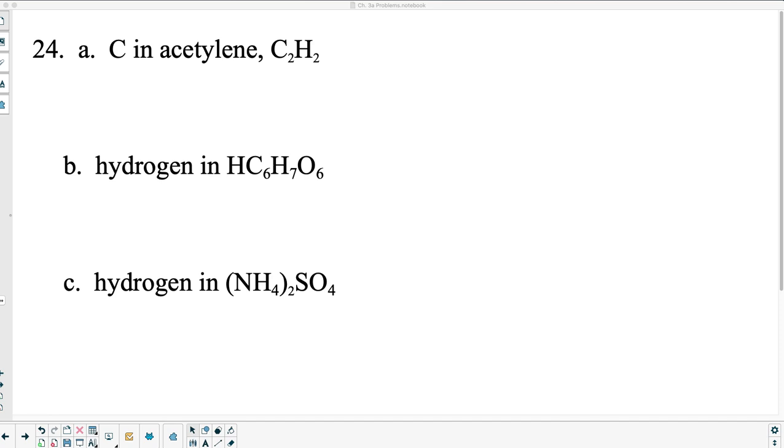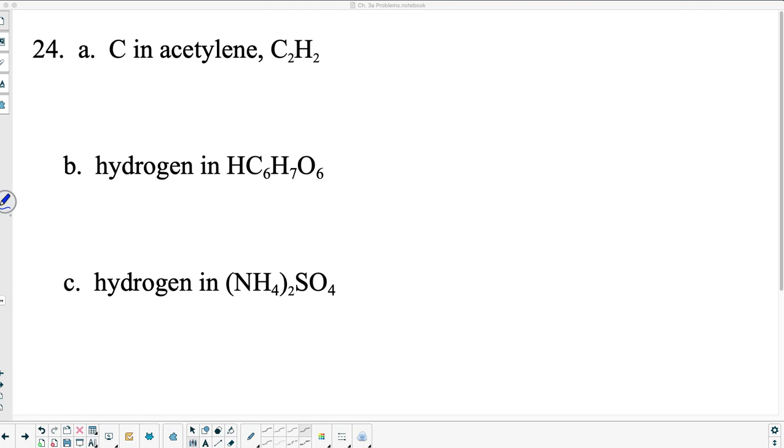Okay, class. So this is 3A problem set, number 24. If you read the directions for number 24, it's asking for the percent by mass of carbon in acetylene, or C2H2. Okay, so this is not difficult at all.